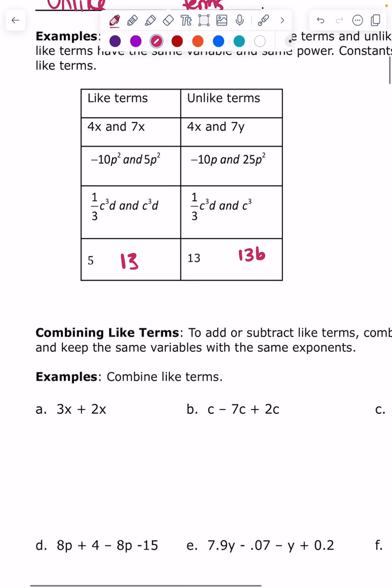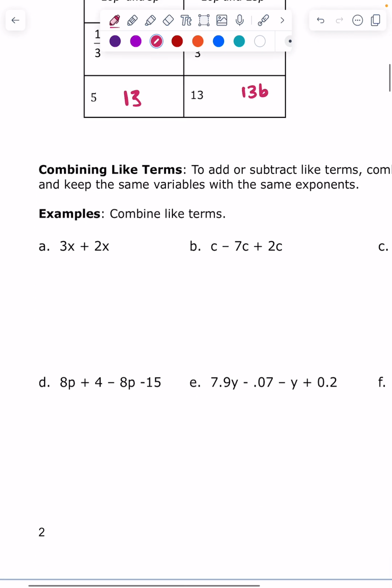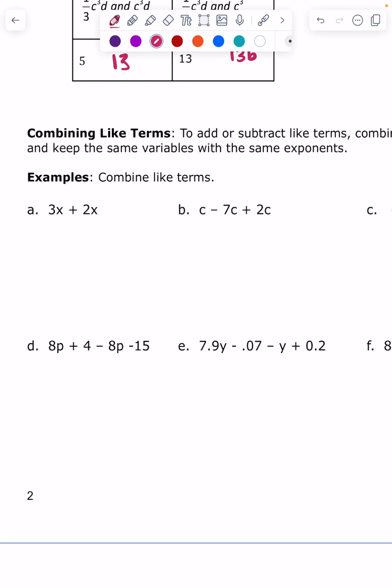All right, so what we can do when we have like terms with algebra is we can combine them. So this can be a little confusing. When you're combining like terms, you put the coefficients together, but the variable stays the same. You never change the power.